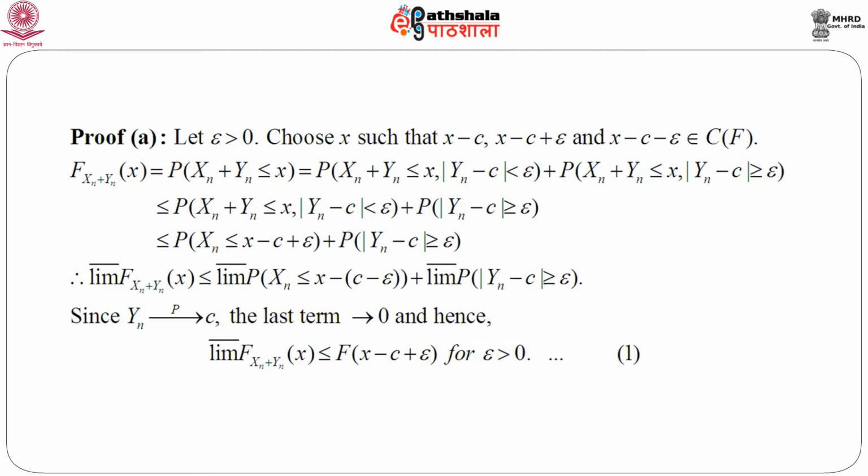Now, if we take the lim sup on both sides, we get lim sup of F of x_n plus y_n at x less than or equal to lim sup of probability X_n less than or equal to x minus c plus epsilon, plus lim sup of probability |Y_n minus c| greater than or equal to epsilon. The last term goes to 0 as Y_n converges to c in probability. So, hence we can get lim sup of F of x_n plus y_n at x less than or equal to F of x minus c plus epsilon, because we know X_n converges to X in distribution, for every epsilon greater than 0.